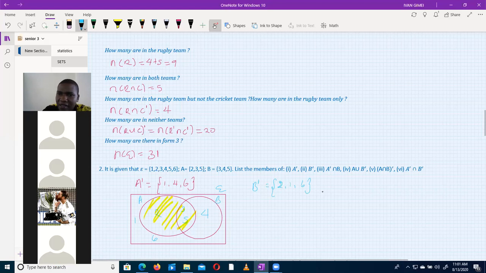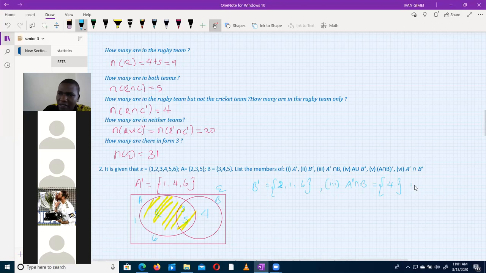The other one is Roman number 3. We are looking for elements of A complement intersection B. That means that we're looking for elements of set B only. What are those elements? 4. It's only 4. So it has only 1 element that is in set A complement intersection B.